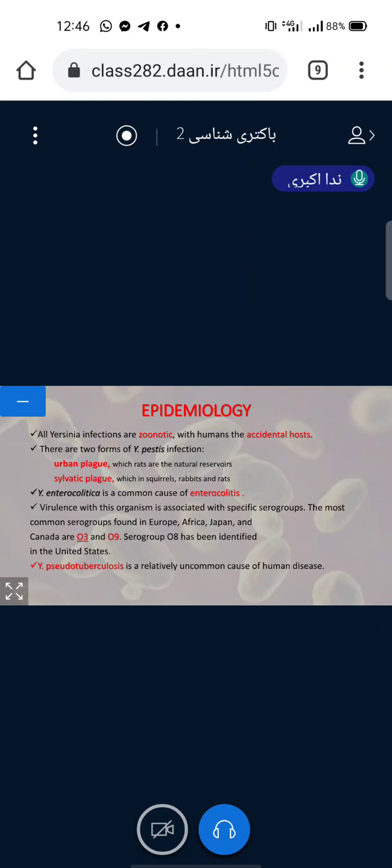But something about Yersinia enterocolitica, as you see here. Yersinia enterocolitica is a common cause of enterocolitis in Scandinavia. And most studies show that infections are more common during the cold months.